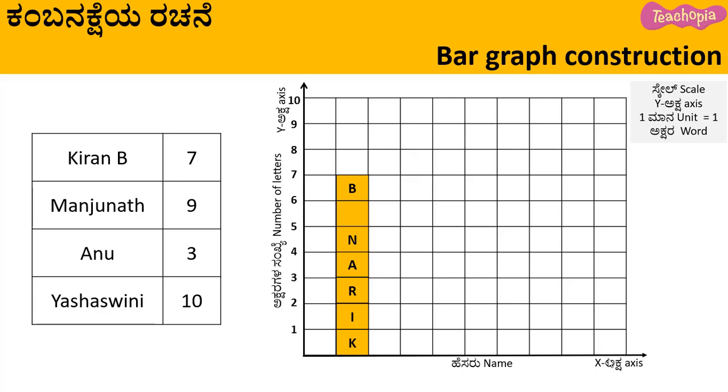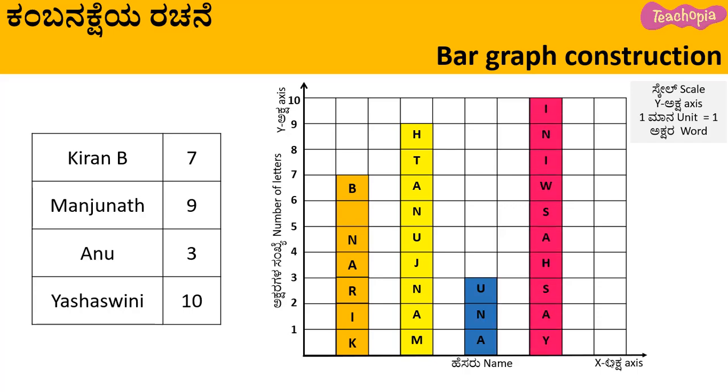We will construct a bar using the name Manjunath. Next, Anu. Next, Yashaswini. You can use any of your chosen colors to color the bars. Now the bar graph is ready. Using this bar graph, we will try to answer a few questions.